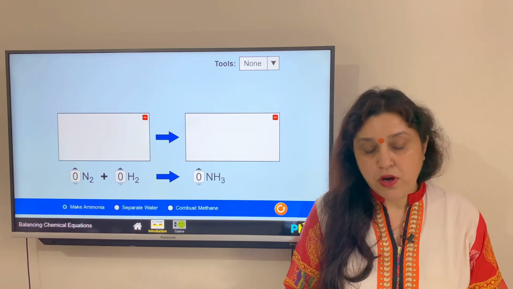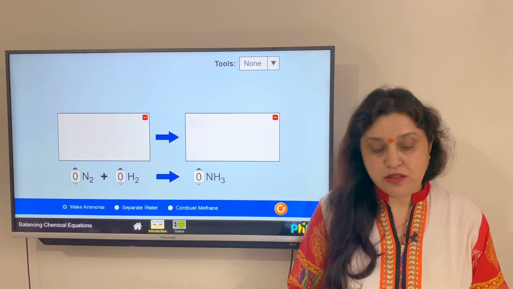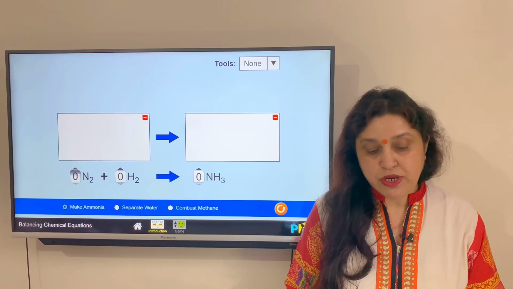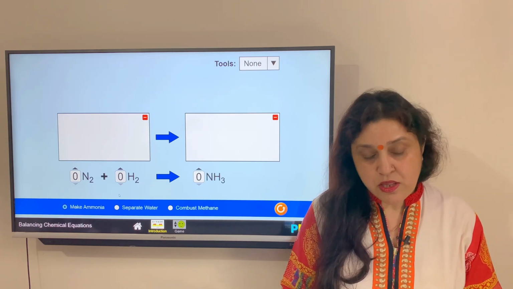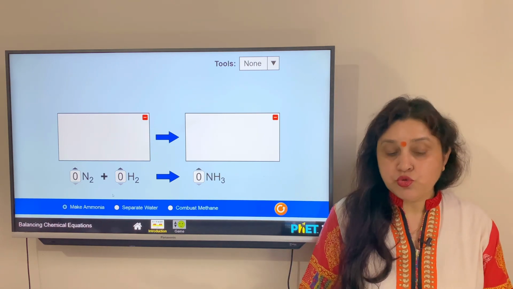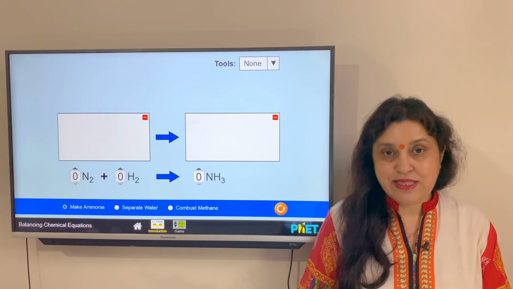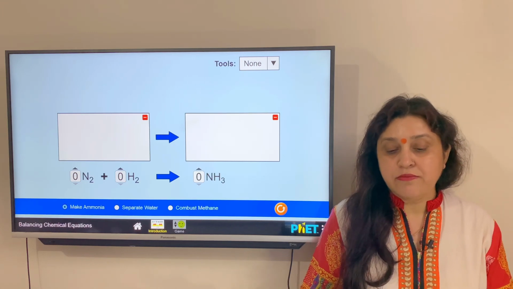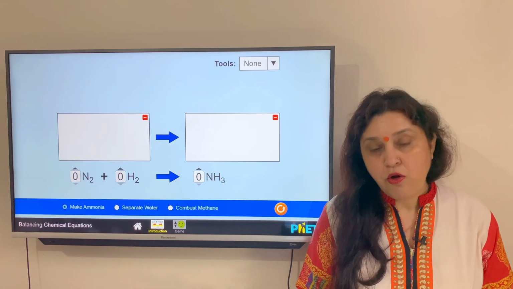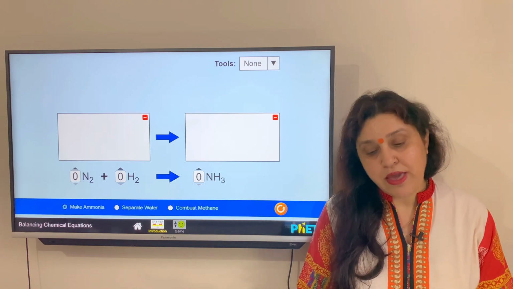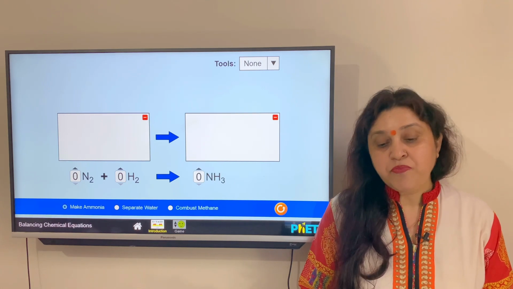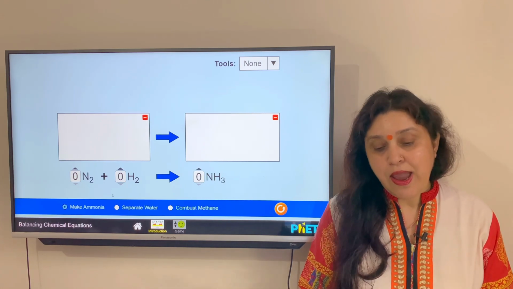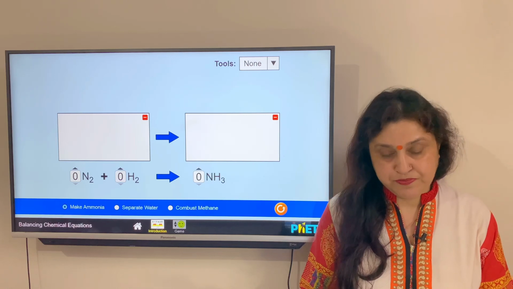Now, first of all, try to understand this reaction. The reaction is N2 plus H2, it gives NH3. What does it mean? It means that two atoms of nitrogen gas and two atoms of hydrogen gas form ammonia gas. NH3 is ammonia gas which contains one atom of nitrogen and three atoms of hydrogen.